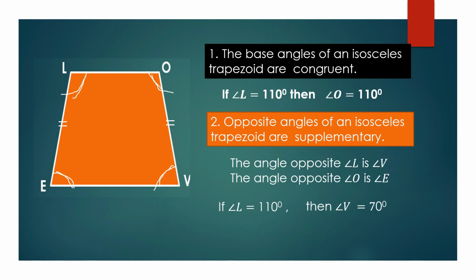Why? According to the theorem, opposite angles of an isosceles trapezoid are supplementary. So when we say supplementary, the sum of the two angles is 180 degrees. So if angle O is 110 degrees, then angle E is also 70 degrees, since angle E and angle O are opposite angles.